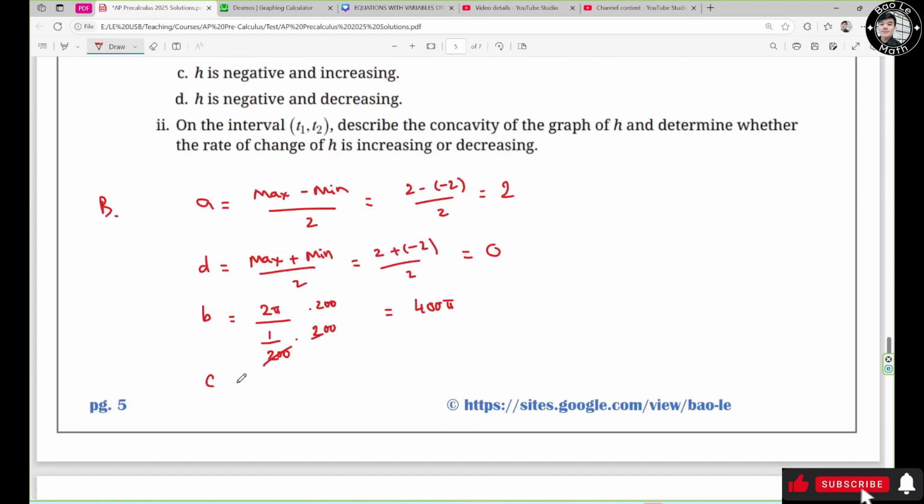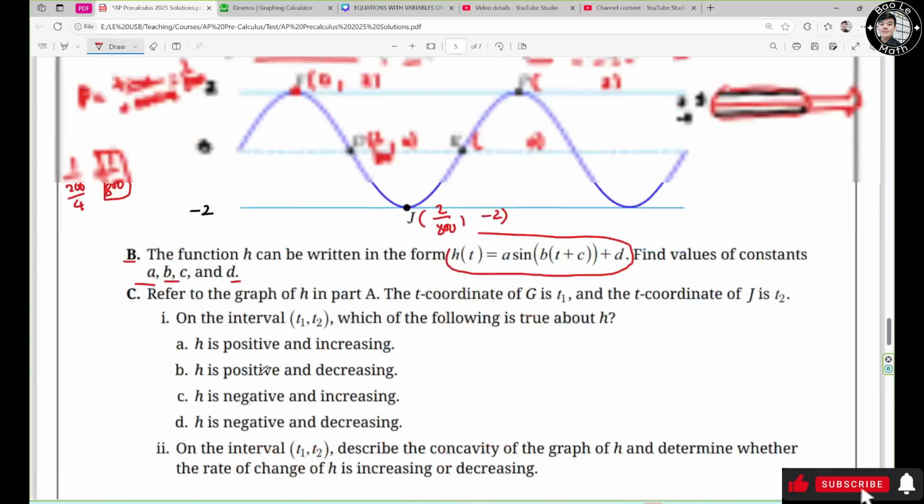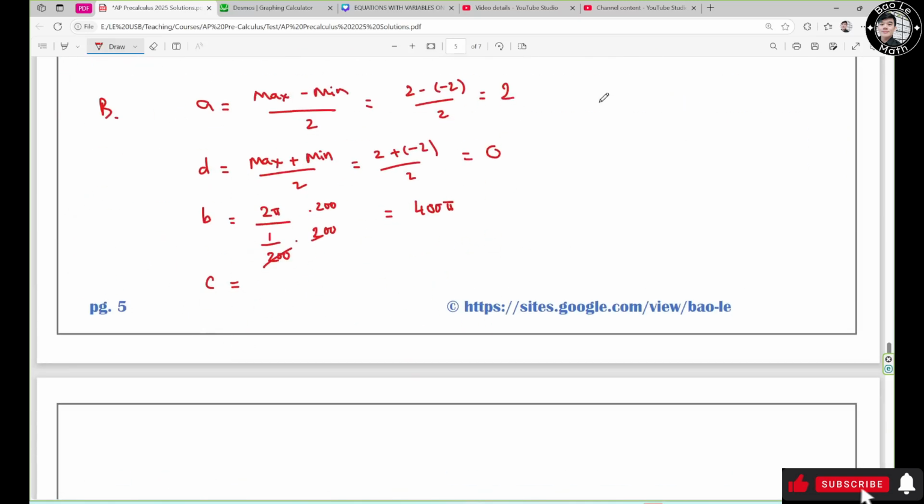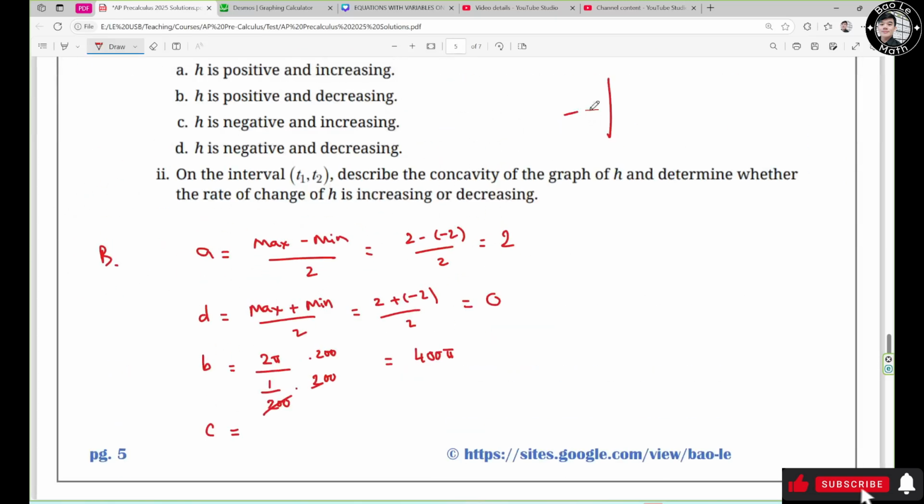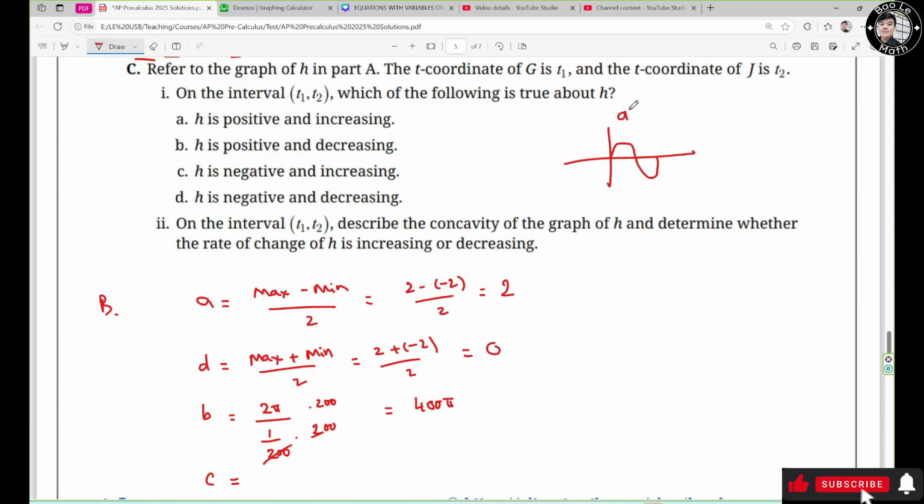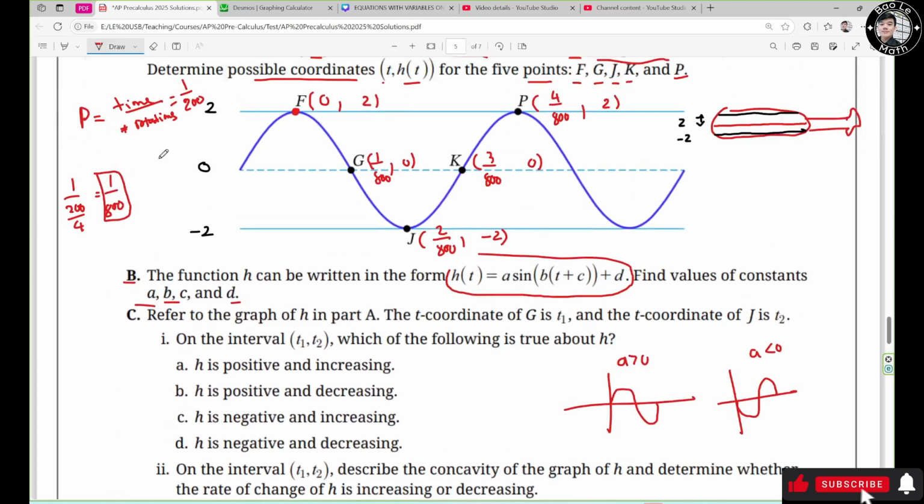And the last one, c. We need to determine the phase shift. So you know that the sine function always starts from the midline. So it could be like this. If it's going up first, a should be positive. The second one right here is going down, so this one a is negative. Now you're going to pick the phase shift. You can start right here, right here, right here, or right here. So I just pick 2 points right here, which is given right here. So it saves my time.